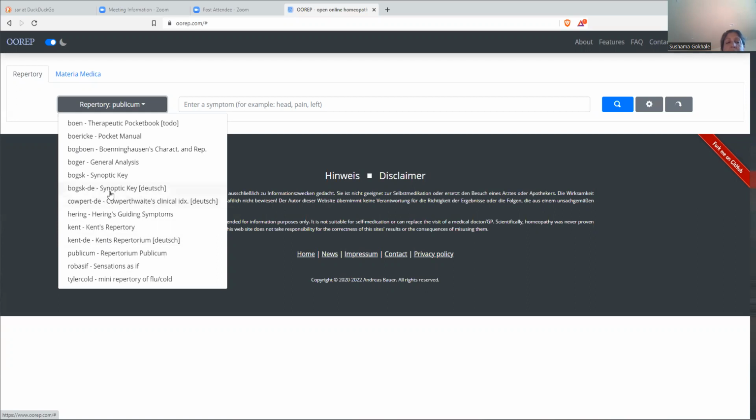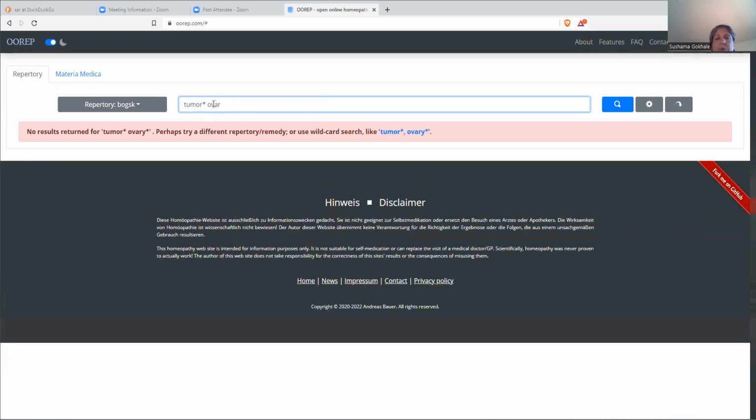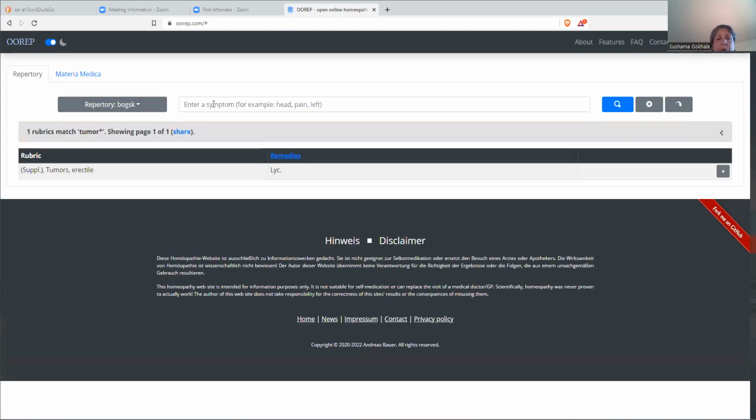This is Boger's Synoptic Key. Oh, you can't see my book, but I have the book and it's awesome. Let me introduce you to the Synoptic Key. It is very brief, very to the point, and actually looks at the pathology. So it's very, very good. If I say tumor, ovary, let's see what shows up. Tumor, not ovary, nothing shows up, but tumor, erectile tumor says Lycopodium.